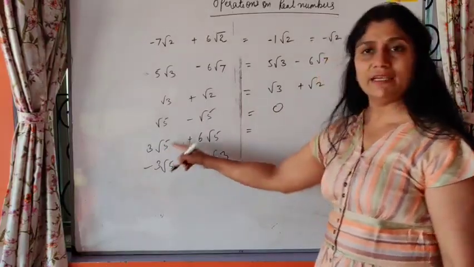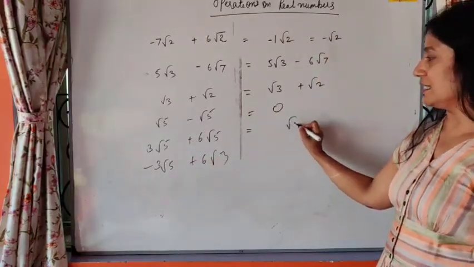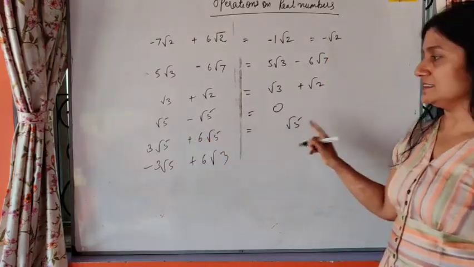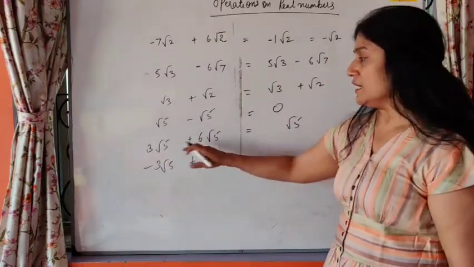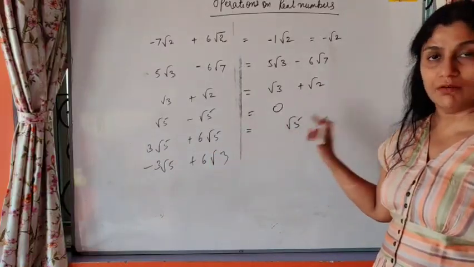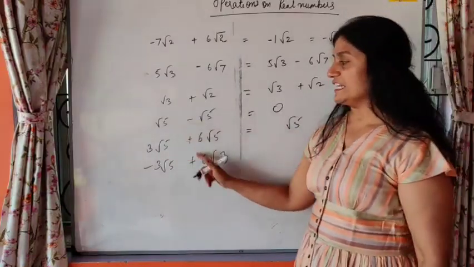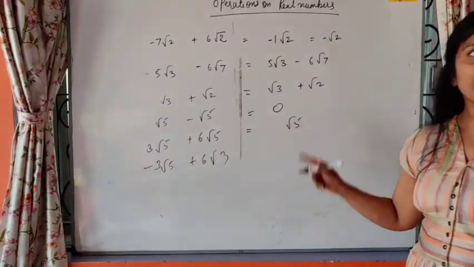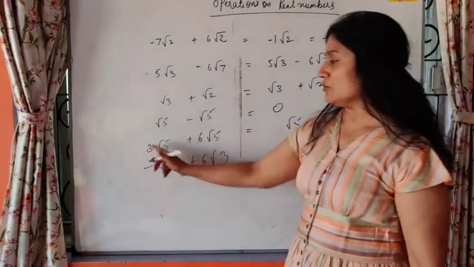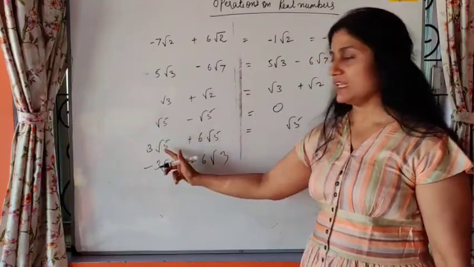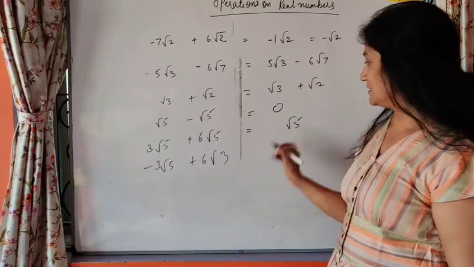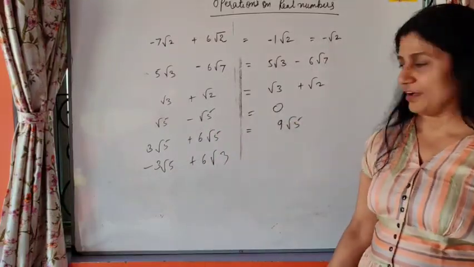Now here they are like surds. Yes, they are like surds. What will you do? Root 5, write down like root 5 only. You don't write root 5 plus root 5 is root 10. No, it's wrong. For addition and subtraction, whatever number is given inside the root, you have to write down as it is. Now you have to add or subtract the numbers which are given before this. So 3 plus 6 will be 9 root 5.